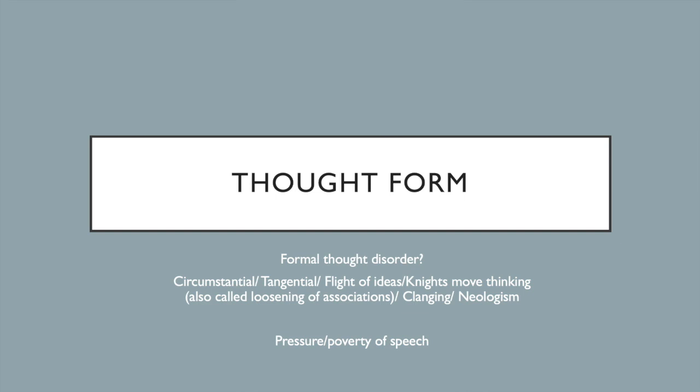So the kind of things that you can comment on are things like circumstantial talking. This is where you might ask a question and they go all around the houses with their answer. You don't ever really reach a proper answer, or you might have some tangential thinking, where they go off down a line that you weren't really expecting. You might have something called flight of ideas.